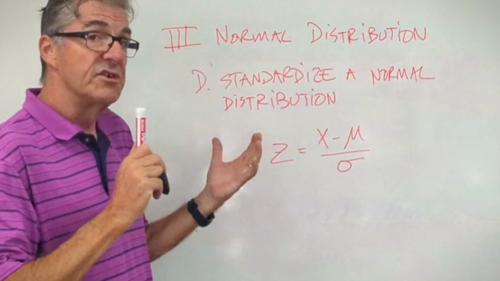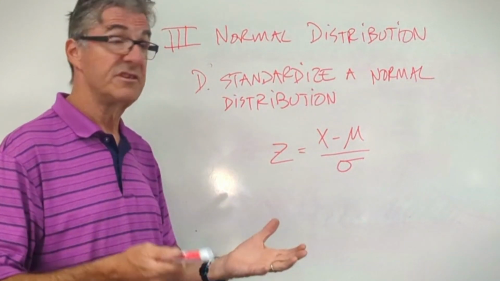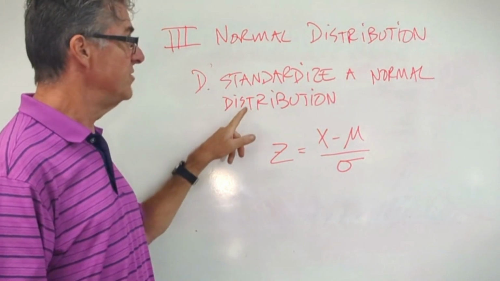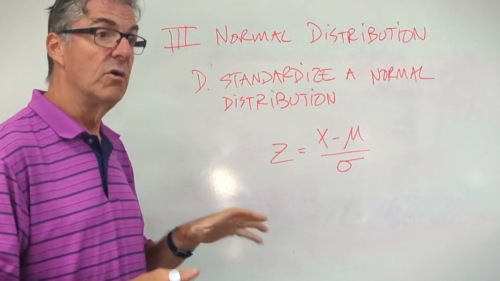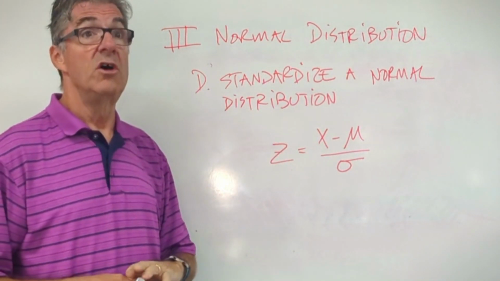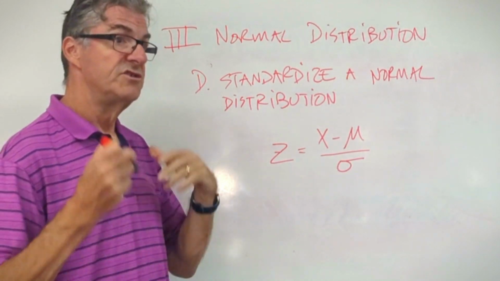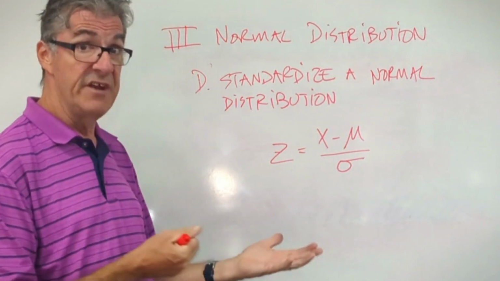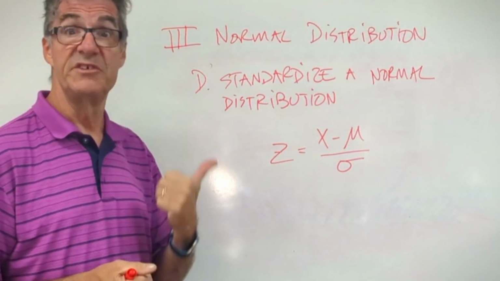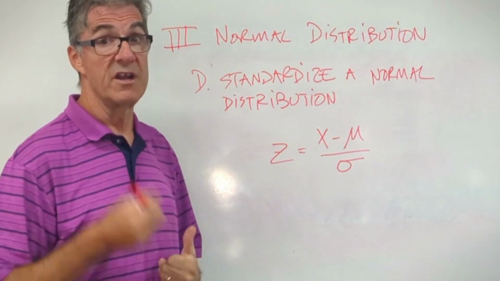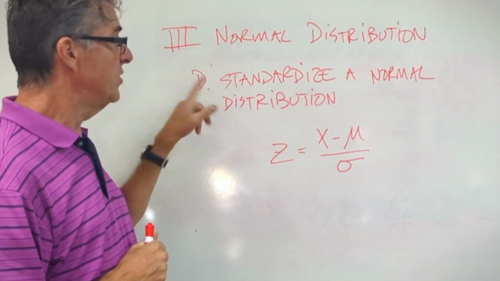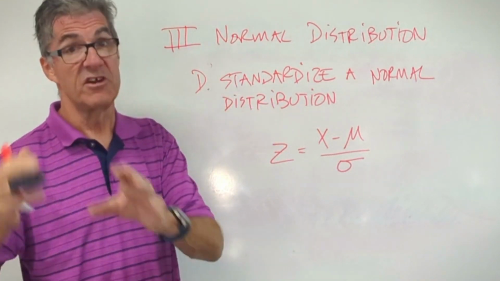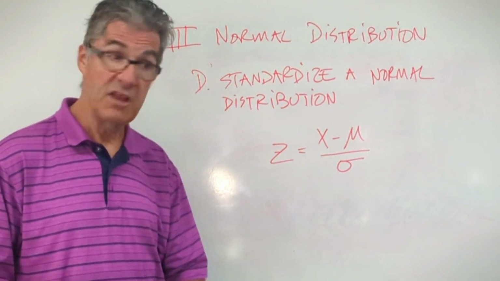All right, so there's a little trick that we need to do from time to time, which is called standardizing a normal distribution. Some calculators don't allow you to do just a regular normal distribution. It has to be standardized, or it has to be a standard normal. Remember, that's when mu is 0 and sigma squared is 1. So you can standardize a regular normal distribution by using the following formula.